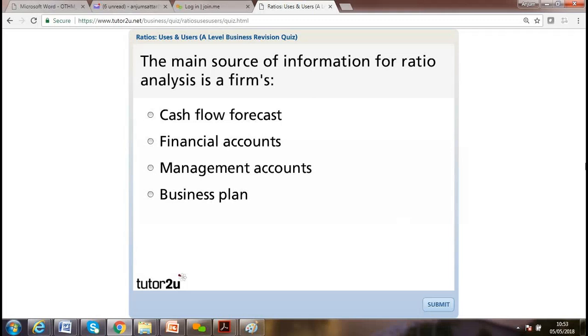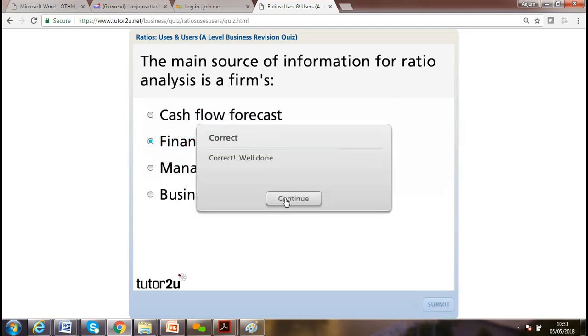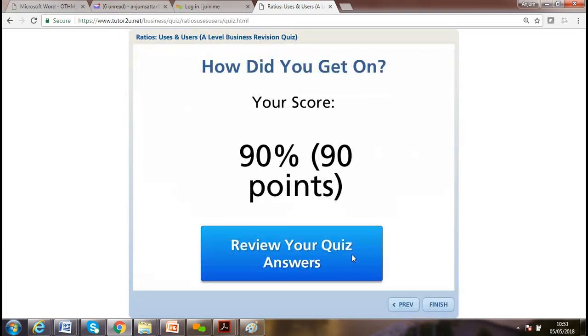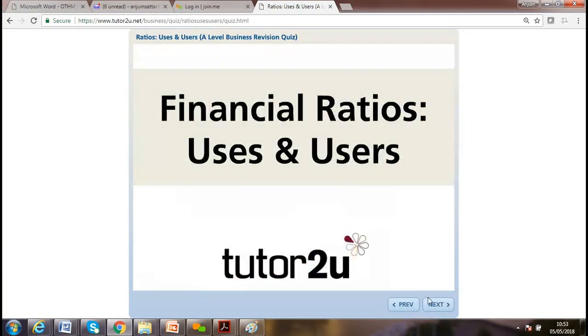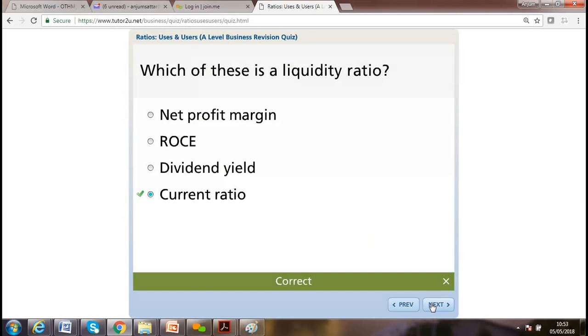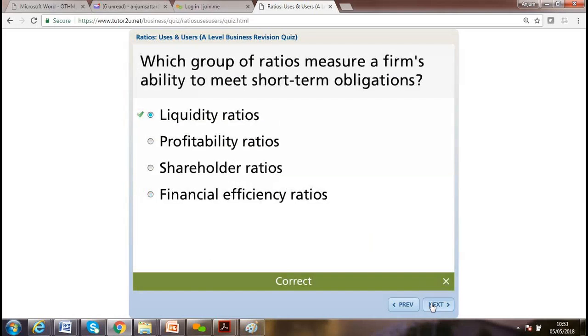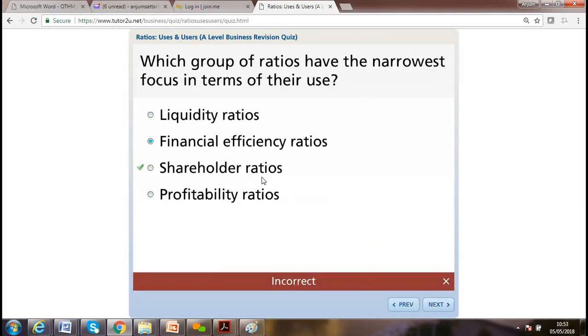Okay, the main source of information for ratio analysis is the firm's financial accounts. Or maybe management, not so sure. Confused between these two. Financial is more because that's health ratios. Well done. So 90%, even 100%, because one question was not clear. Well done.